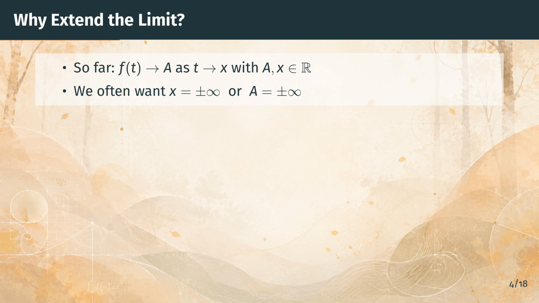In practice, we constantly want to talk about behavior at infinity. What happens to f of t as t runs off to plus infinity? When does a function blow up to plus infinity as t approaches a point? The second bullet captures these wishes. We want to allow the point x, or the target a, or both, to be plus infinity or minus infinity. But our old definition only knows about real numbers. We need to enlarge it.